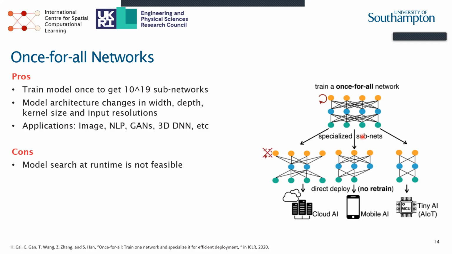Here you may wonder, if you already have a network with that many subnetworks, why can't we just use it on device? The answer is that because of this large space, searching for a model at runtime is not feasible. It's super slow. Based on our measurement, searching for a new model on an embedded platform can take hours. Searching on a good desktop might take 10 to 20 minutes, but on an embedded platform, it definitely takes hours.